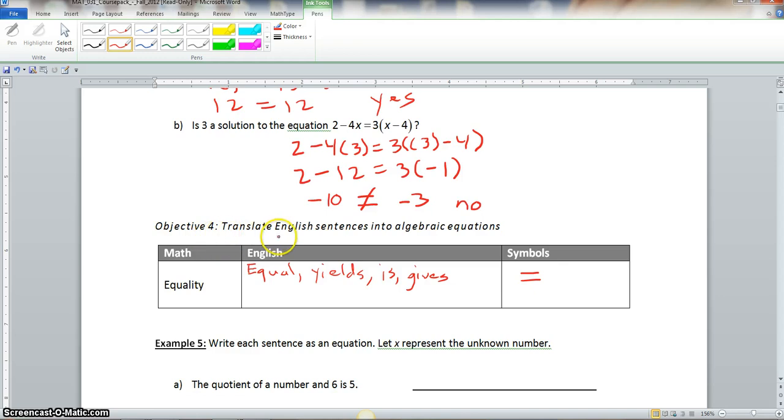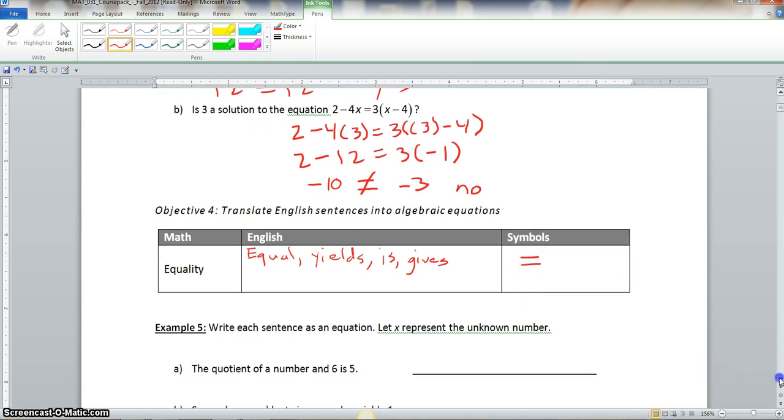Now we go to objective 4. It says translate English sentences into algebraic equations. Now we have equality. The English definitions of equality are equal, yields, is, and gives. These are words that represent the word equality, and the symbol is the equal sign. Now we scroll down here to some examples.